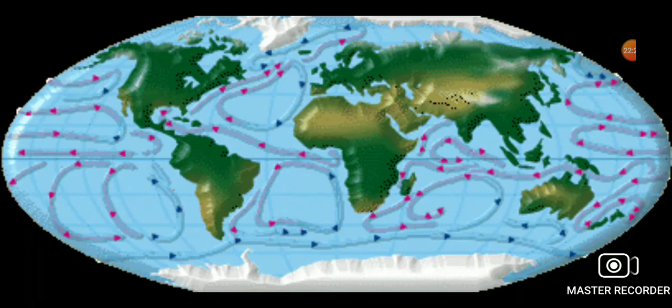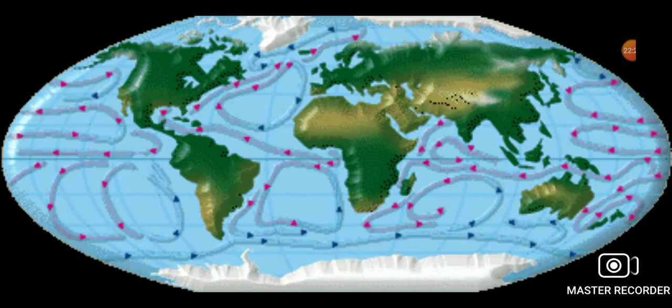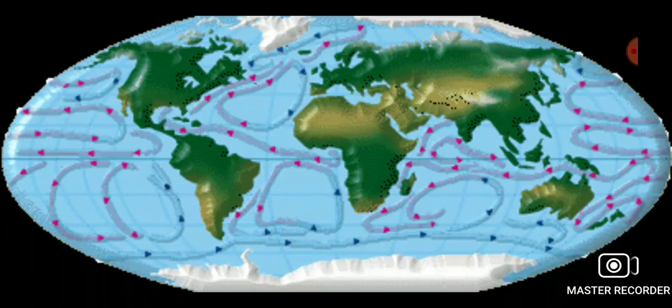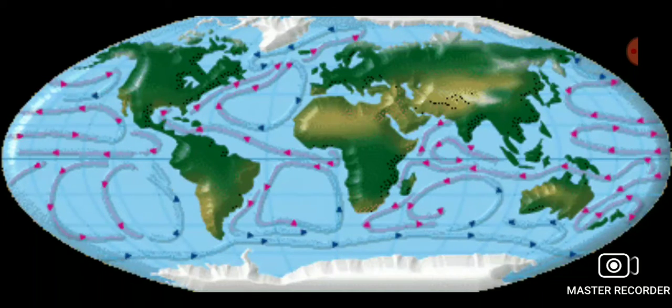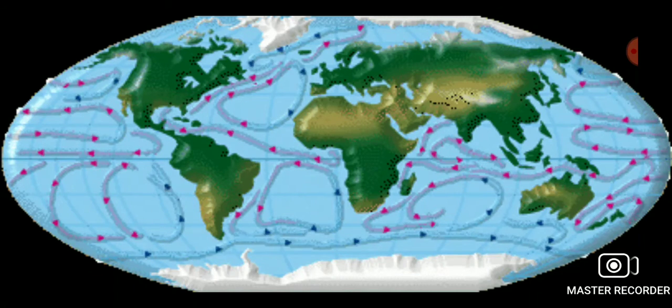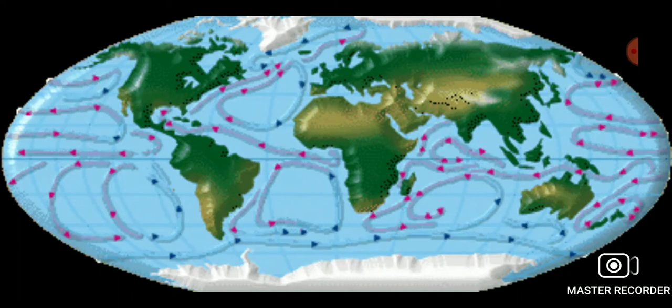Now students, our next topic is ocean currents. Ocean currents are streams of water flowing constantly on the ocean surface in a definite direction. You can see on your screen also. The ocean currents may be warm or cold.